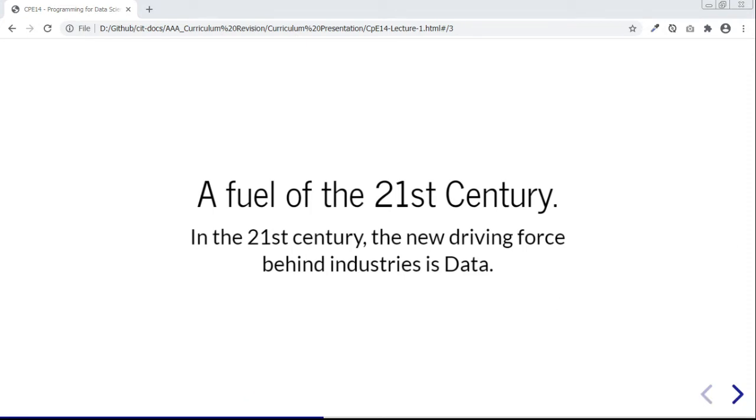In the last century, oil was considered the black gold. But with the Industrial Revolution and the emergence of the automotive industry particularly, oil became the main driving source of human civilization. However, with time its value dwindled due to the gradual exhaustion and resorting to alternative renewable sources of energy. So in the 21st century, the new driving force behind industries is data.